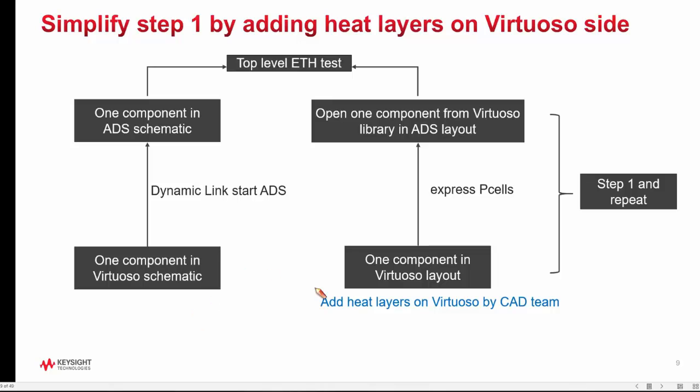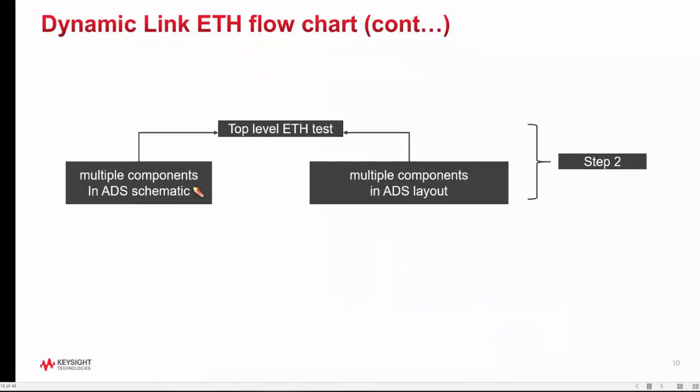The simplified method is that, well, if your CAD team, or I don't know whether the foundry will do this, right? If they can also add the heat layer here, by the time you go here, you do not need to add any heat layers, and then the hierarchy just matches. So after that, you can put multiple components together.